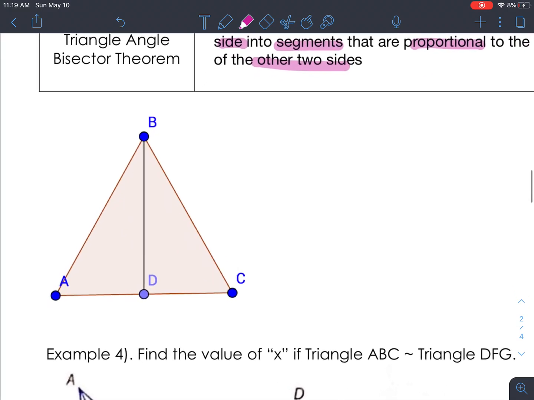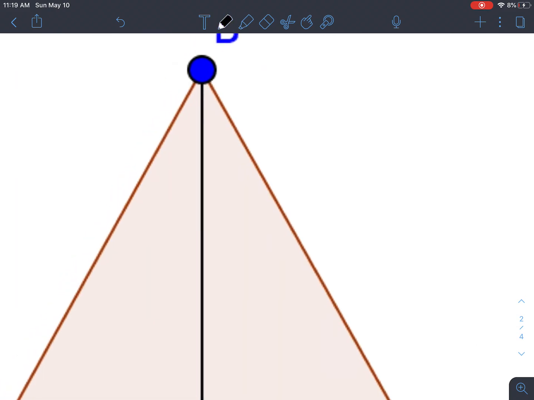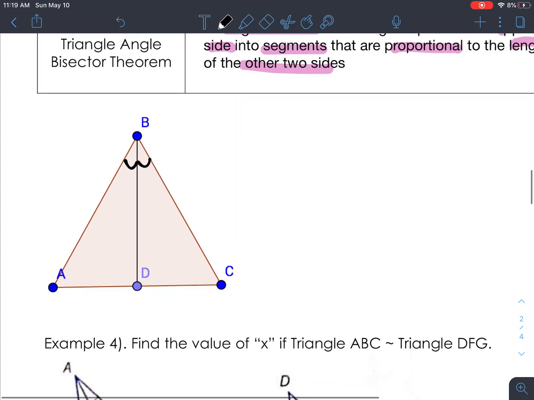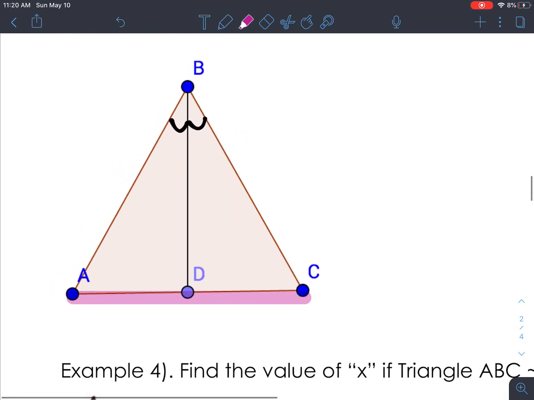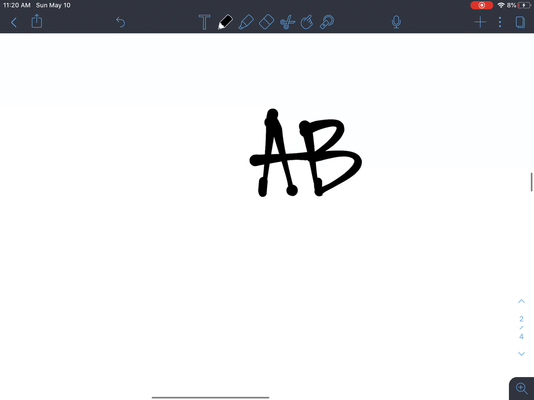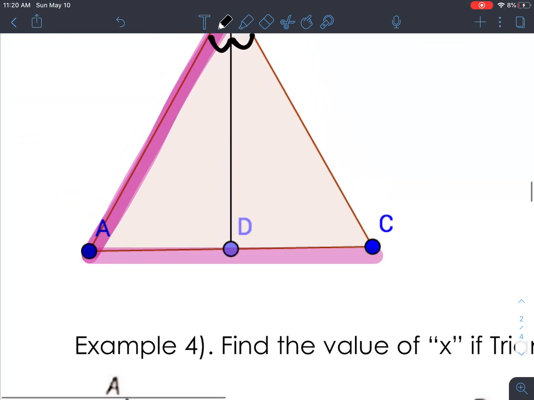So what I want to do is actually just use this picture down here. I'm going to first tell you guys that BD is an angle bisector. So I'm going to say this angle is congruent to this angle. And what this theorem is saying is that BD is splitting up this opposite side into segments that are proportional to the other 2 sides. So this is what I'm going to do. I'm going to start off with AB right here. And then I'm going to connect that to one of the segments of the opposite side.